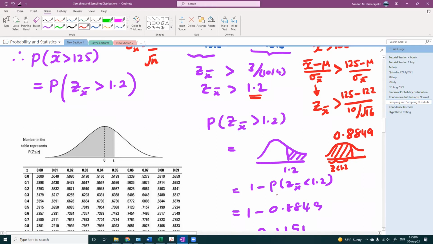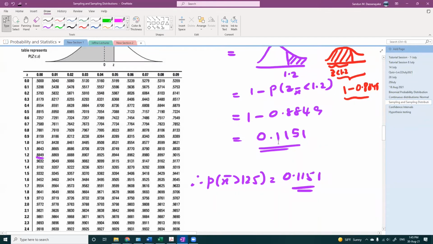To find that, you know that the full area under the curve is 1. If you reduce this part from that full curve, you get the area under the curve for the other part. So 1 minus this value will give you the area under the curve for this part. So that is 0.1151.